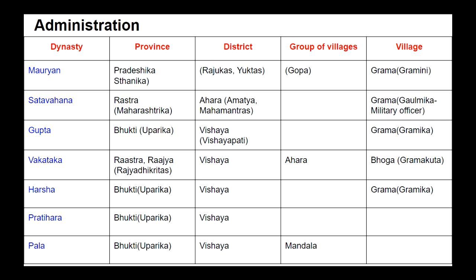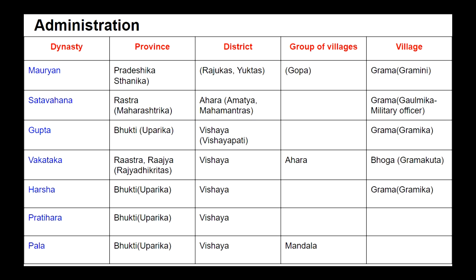Rashtra was the same as the province, and the administrator of Rashtra was Maharashtrika. Then districts were known as Ahara, and Ahara was controlled by Amatya or Mahamantra. Then the village was Grama, and Grama was controlled by Golmika. Golmika was a military officer. At the time of the Satvahana dynasty, the military control was very strict. For administration, the use of the military was common in the Satvahana time period.